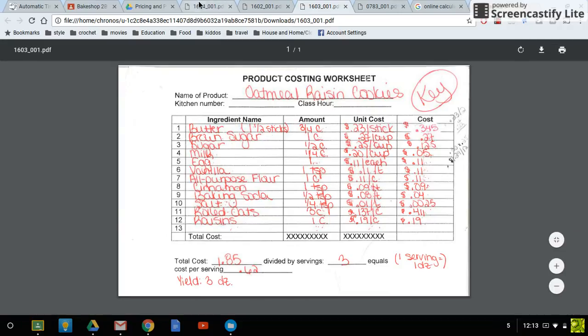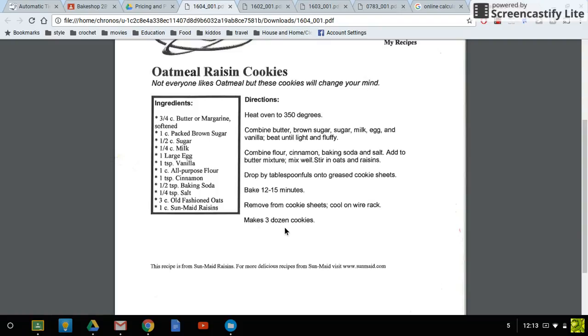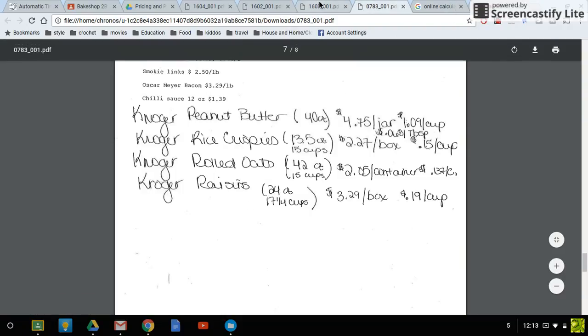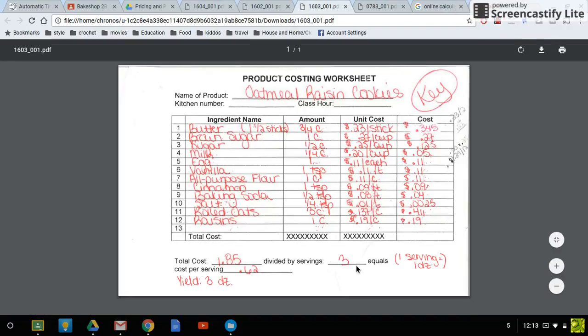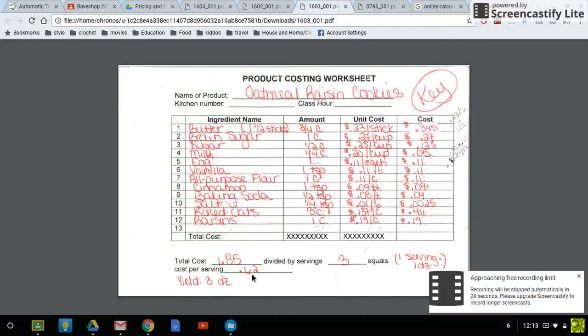The last thing I need to do is figure out how many servings I have to sell of this product. So I have to go back to the recipe. This recipe makes 3 dozen cookies. Obviously, a dozen cookies is not a serving. You should not sit down and eat a dozen cookies. But that's pretty much how we would sell it. So we have 3 sellable servings of this product, okay? So I'm going to divide by 3. What that gets me is 62 cents. And what that means is it costs me 62 cents per dozen to make this.